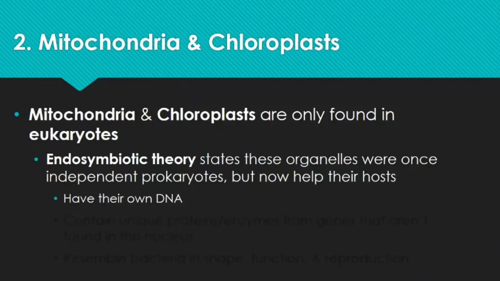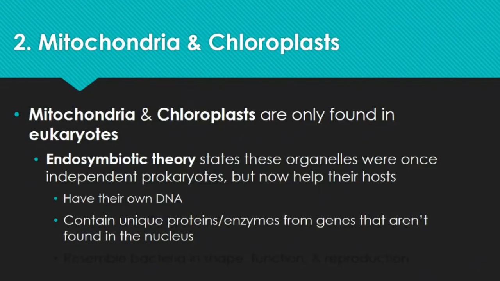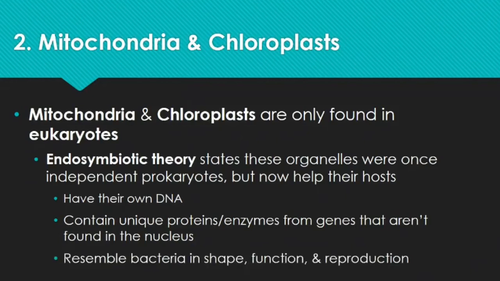Some support for this is that they have their own DNA, and in fact, that DNA helps encode for some unique proteins and enzymes that don't come from genes in the host nucleus. These organelles resemble bacteria in their shape, their function, and their reproduction. They actually divide by binary fission independently of the rest of the cell.